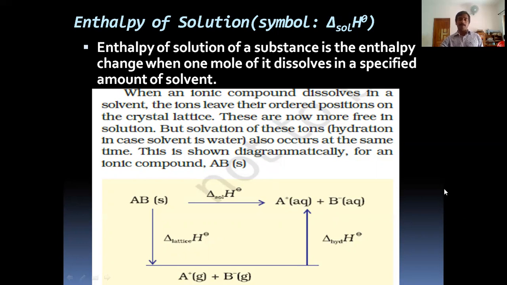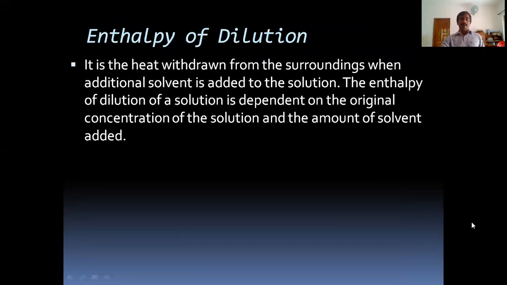Now enthalpy of dilution. What is enthalpy of dilution? After preparing a solution, if we add excess quantity of water or solvent to it, what happens? It will be diluted. And during that dilution, there will be an energy change or enthalpy change. That is enthalpy of dilution. For example, if we add water to an acid solution, for example HCl solution, what happens? A huge amount of heat energy will be liberated. That heat energy can be considered as enthalpy of dilution.